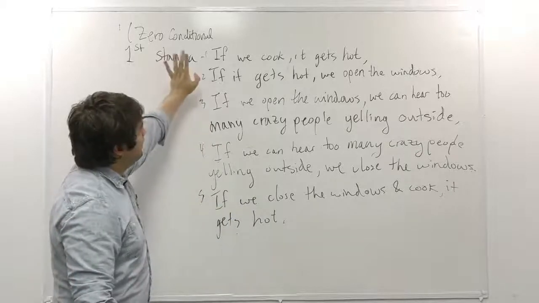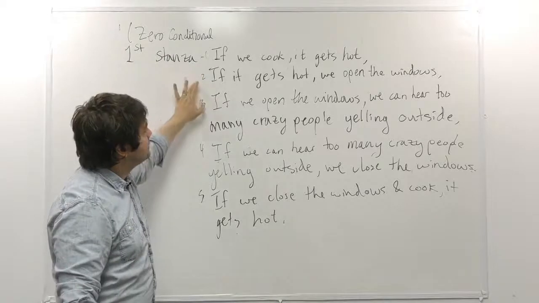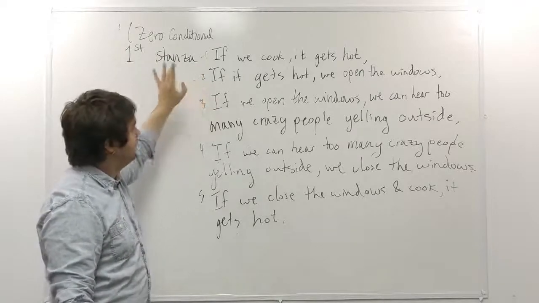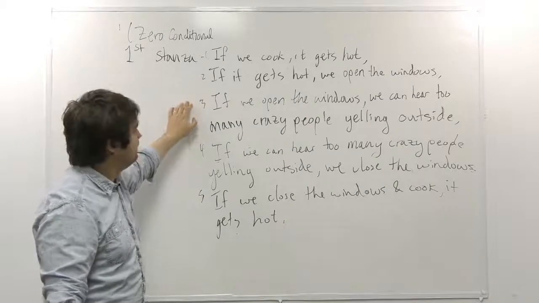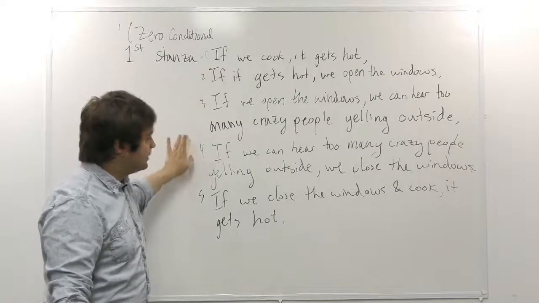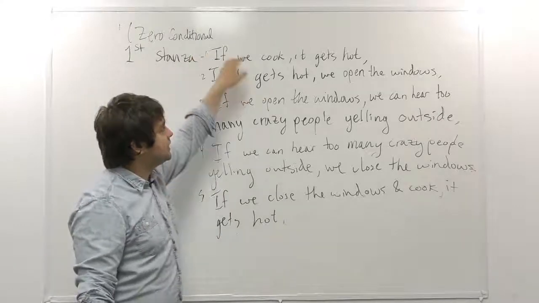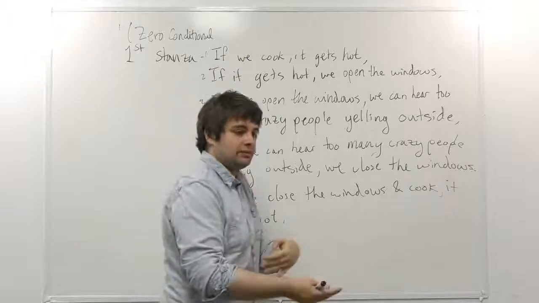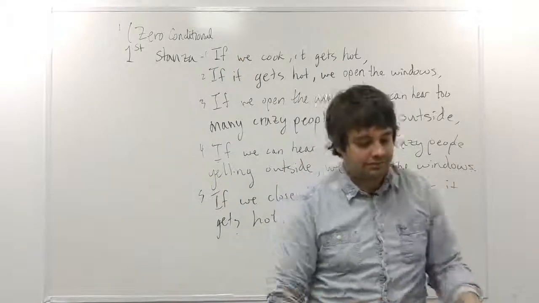But anyhow, if we cook, it gets hot. Of course, this is true, right? If it gets hot, we open the windows. If we open the windows, we can hear too many crazy people yelling outside. If we can hear too many crazy people yelling outside, we close the windows. If we close the windows and cook, it gets hot. And the cycle continues. Again, if we close the windows and we start cooking, it gets hot. So we open the windows, but then we can hear the crazy people yelling outside again.